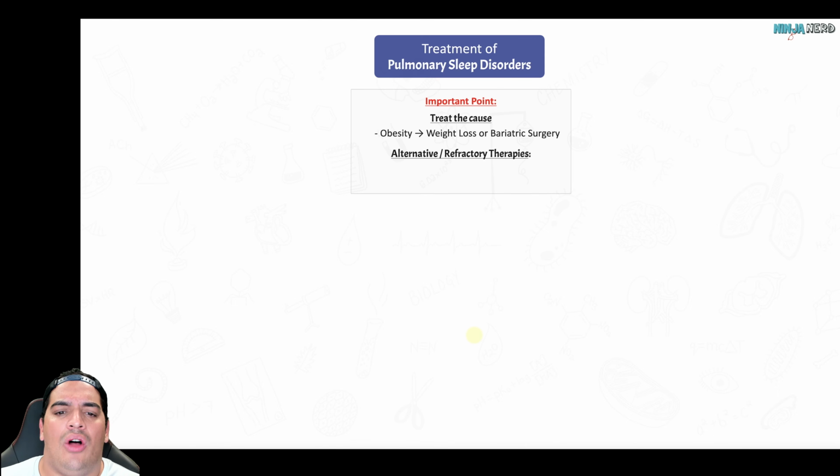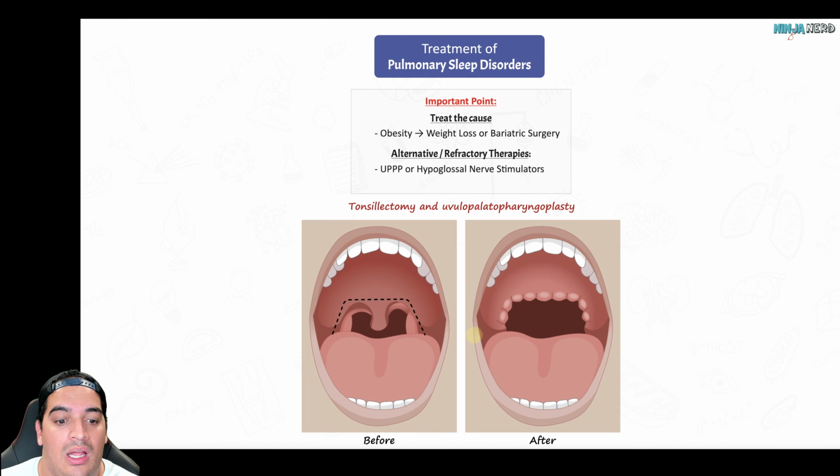Now, alternative refractory therapies are also relatively interesting here. In a patient who has a very large uvula or a very large soft palate, sometimes you can do what's called a UPPP. And you basically kind of cut out the tonsils, you cut out the uvula and the soft palate, and it opens up this airway and kind of reduces the obstruction. So that's potential things that you could do if patients have very large tonsils, very large soft palate, very large uvula.